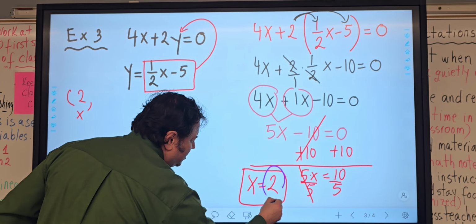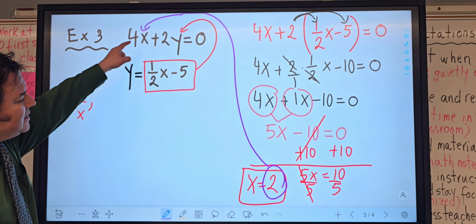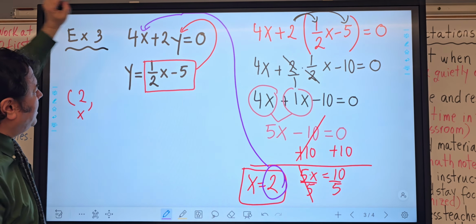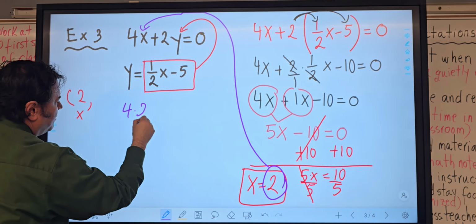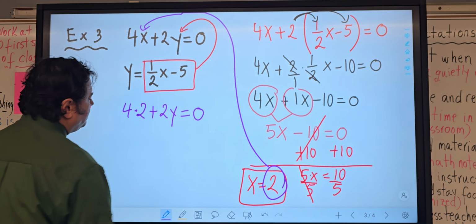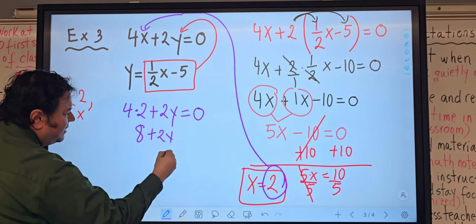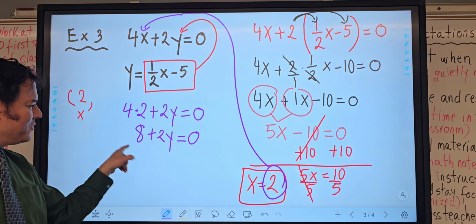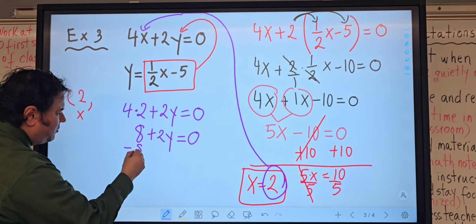So let's replace the 2 into the x at the top, right? Because x equals 2. 2 for the x. And then we are going to solve for y. So we have 4 times, instead of x, we replace 2, 4 times 2, plus 2y equals 0. 4 times 2 is 8, plus 2y equals 0. Now we need to solve for y, two-step equations. First we need to subtract 8 on both sides. We need to bring that 8 on the other side. So let's subtract 8 on both sides.